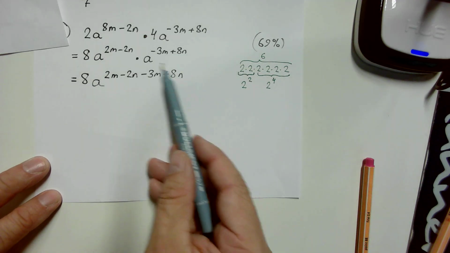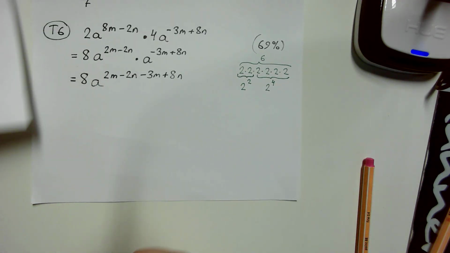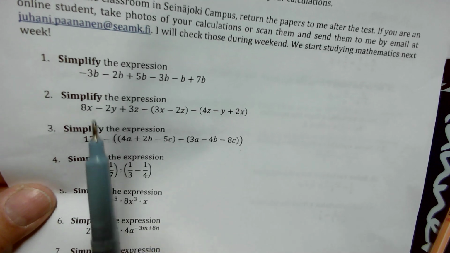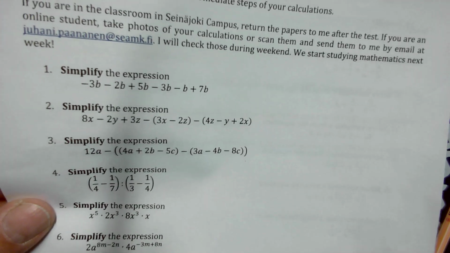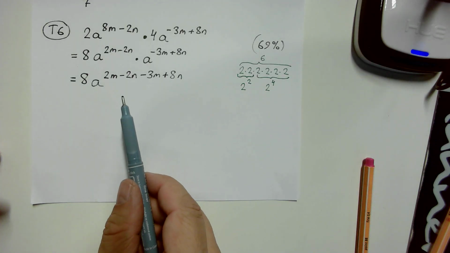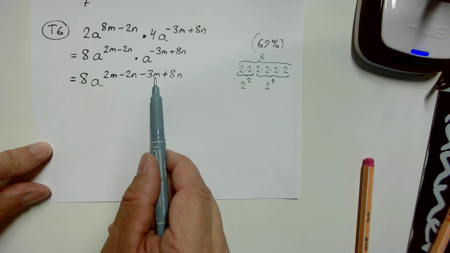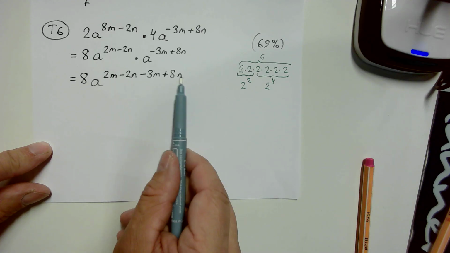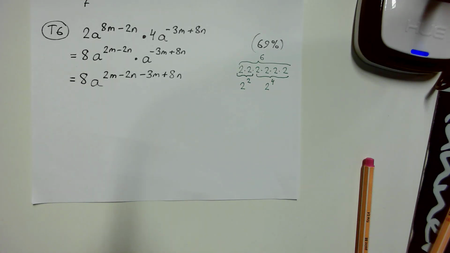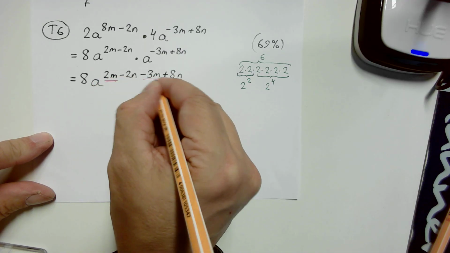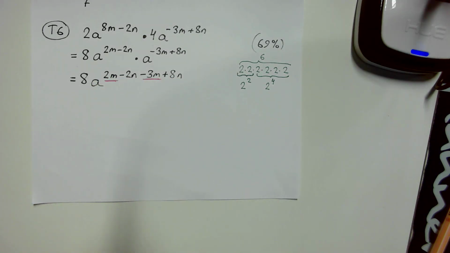And then we have here in the exponent a similar situation as we had, for example, in problems 1, 2, 3 in this test. We just find the terms which have the same letter. Here we have m letters and here we have n letters. I hate those letters because they sound so similar. M and n.